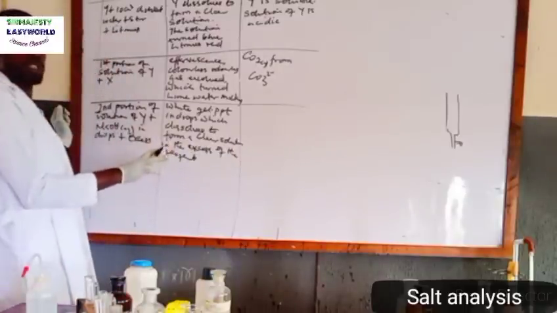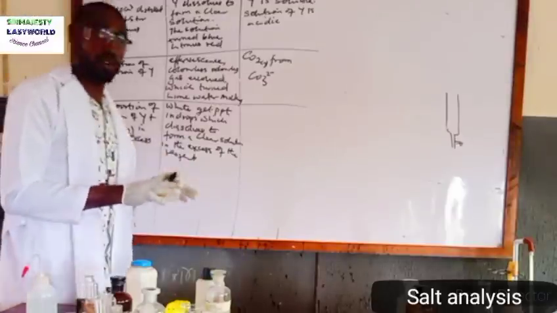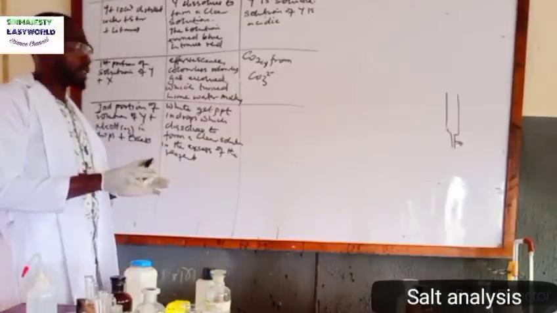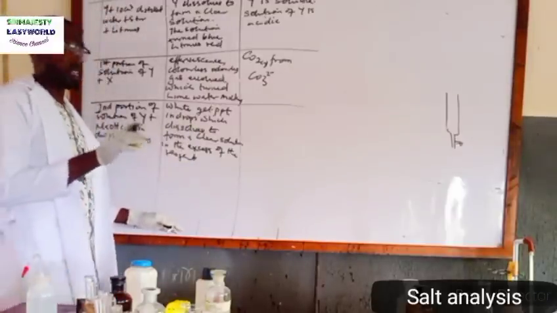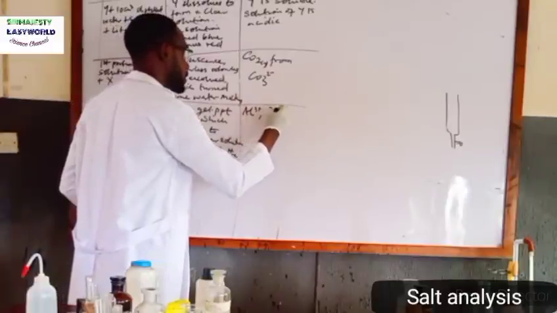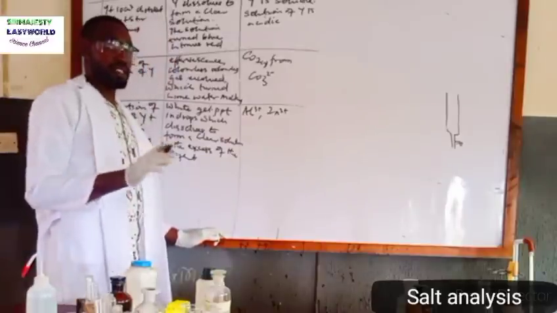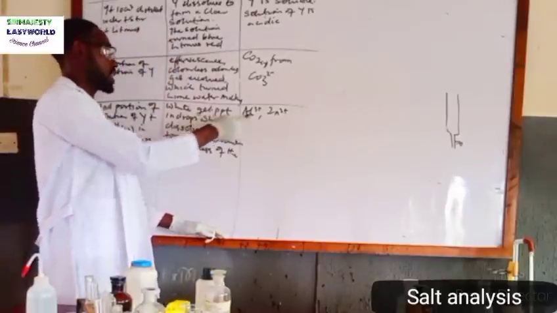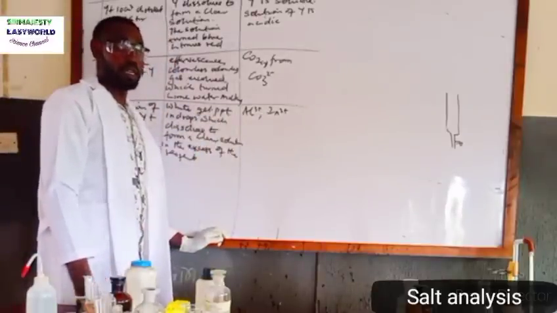So if this happens in chemistry, if you add sodium hydroxide in drops, followed by excess, if it gives you white precipitate which dissolves in excess, you suspect aluminium ion. You also suspect zinc 2 ion. In real sense, if the precipitate is gelatinous, there is no need of putting lead in real sense.